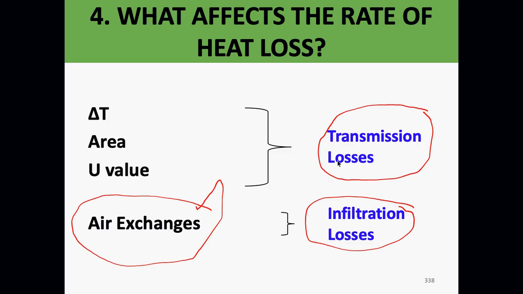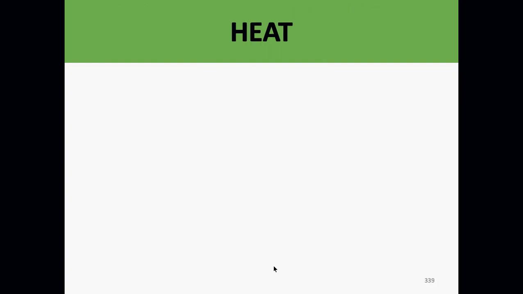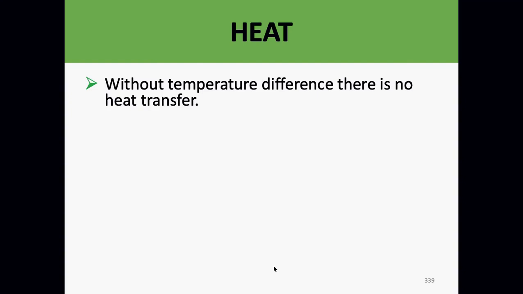Transmission losses, once I've installed the best windows ever, insulated walls and stuff like that, I can't do much about. They're relatively constant. Infiltration losses vary over time. Without a temperature difference, there's no heat transfer. So if my indoor and outdoor temperatures are both at 70 degrees, we're in a state of no heat transfer, because hot will always move to cold.